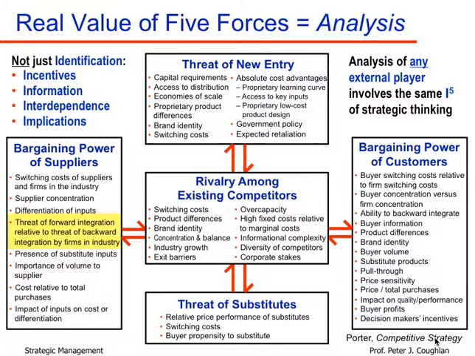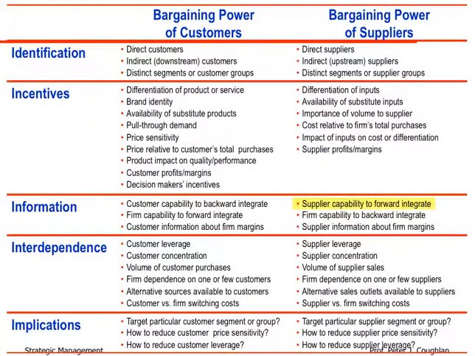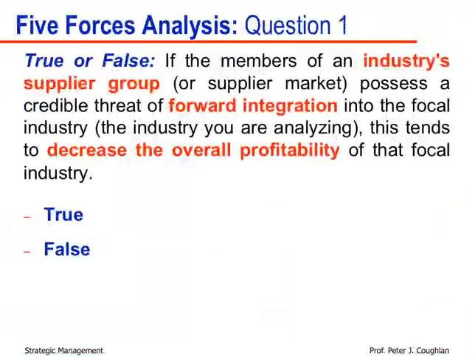This is the diagram from Porter's book, Competitive Strategy, about the different aspects that affect each of the five forces. And you'll see, under bargaining power of suppliers, the threat of forward integration relative to the threat of backward integration by firms in the industry. I also repeated those things and more in how I documented it: for all the five forces, it ultimately breaks down into these five I's: identification, incentives, information, interdependence, and implications. And there you see the supplier capability to forward integrate is a critical component of bargaining power of suppliers.